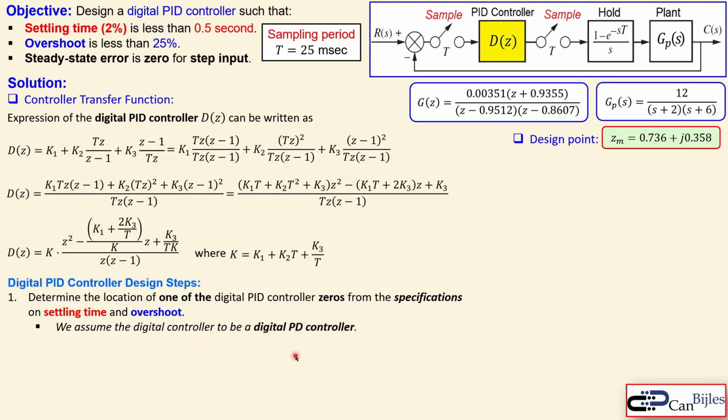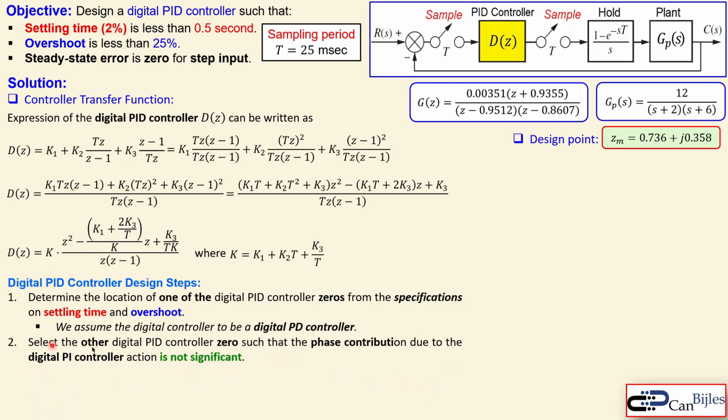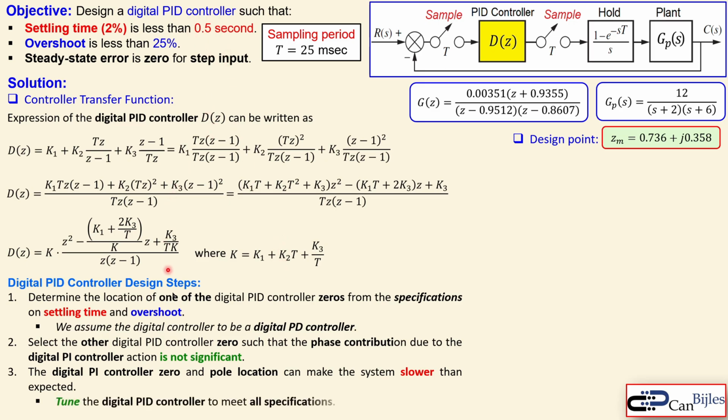Now, once we have done that, when that is completed, we will add the other 0, which is from the integral part, and we will do that such that the phase contribution of that integral part is not that significant, and we will see that shortly in an example. That's the second step. Now, the digital PI 0 and the pole location can make the system a little bit slower than expected. So we can focus on 0.5, but you could maybe get 0.6 or 0.8. Now, in order to get your exact or required specification, you can tune the digital PID controller to meet all specifications. So this is the third step if required, but we will do the first two steps definitely, and where required we will also do the third step.